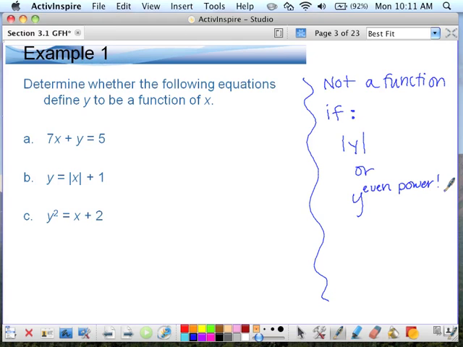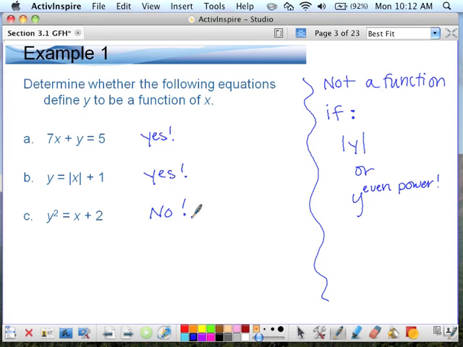So for part A, we have 7x plus y equals 5. Notice there is no absolute value on the y, and the y is not to an even power, it's to an odd power. So that one's okay. So this is a function. Here we do have absolute value, but it's on the x, and it's okay to have absolute value on the x, just not on the y. So this is a function. This is the one that turns out not to be a function. It has an even power on the y, and it forces it not to be a function.